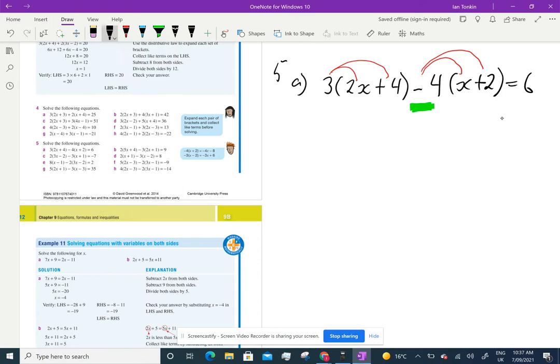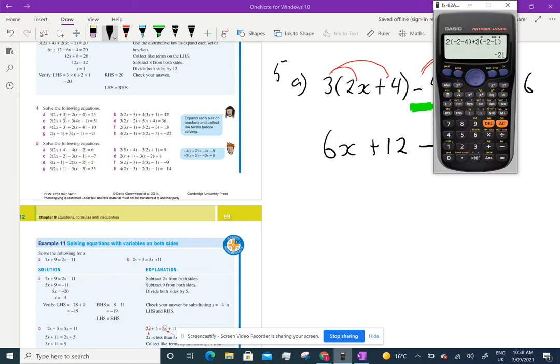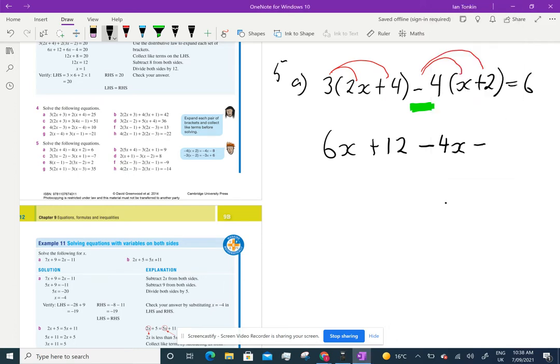Well, 3 times 2x, well that's 6x. 3 times 4, 12. Minus 4 times x, minus 4x. Minus 4 times positive 2. Now, if you're unsure, use your calculator. And go minus 4 times 2, negative 8. You should know. And that's the big danger, getting that sign right and getting this sign right. That's a big danger. Now, I can do the x's.